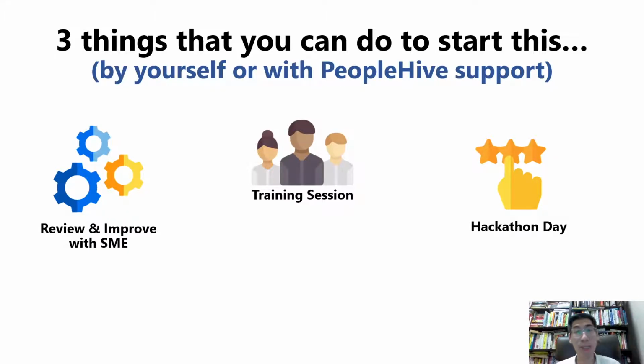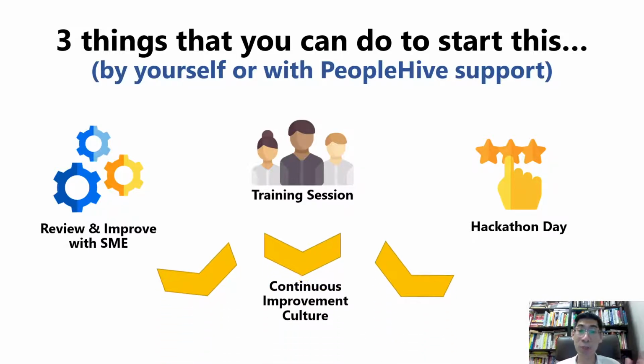Yeah, so those are three big things that you can do if you choose to, and if you need help, you can do it with the people who have support. And lastly, if you do it well, you can drive a continuous improvement culture in your organization where people feel enabled to take action to get things done by themselves without waiting for HR or IT to push for it.